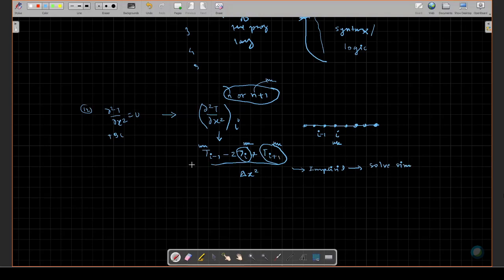This is one equation, suppose equation 1, and you will have to solve it simultaneously for all i's. I means interior points. For all these interior points you will have to solve simultaneously. So simultaneously means you will get some sort of matrix. You will get simultaneous equations that you can write in matrix form.